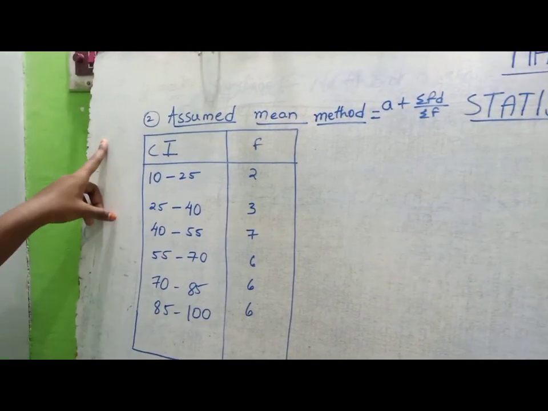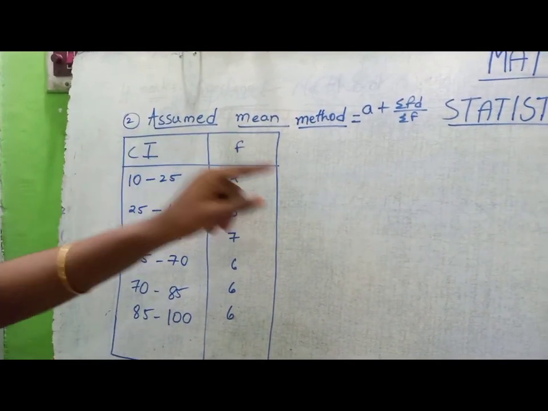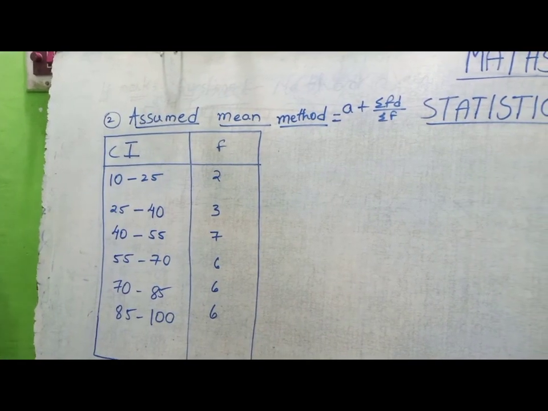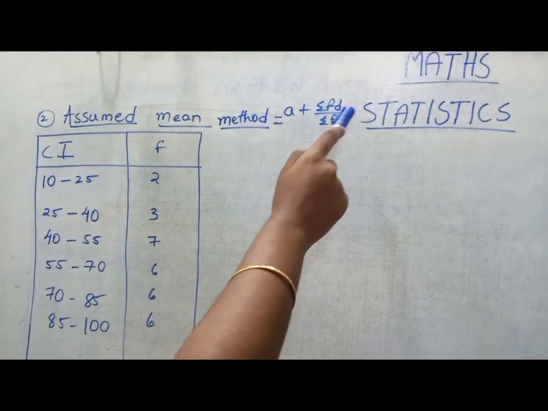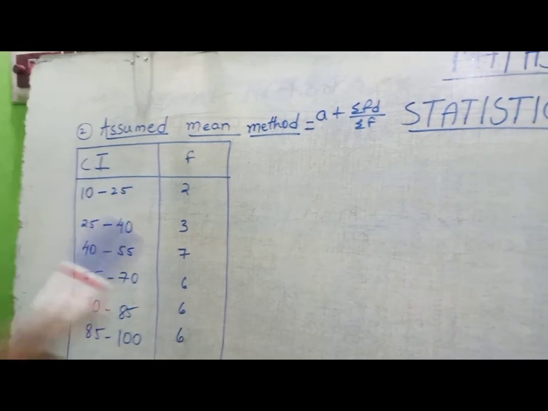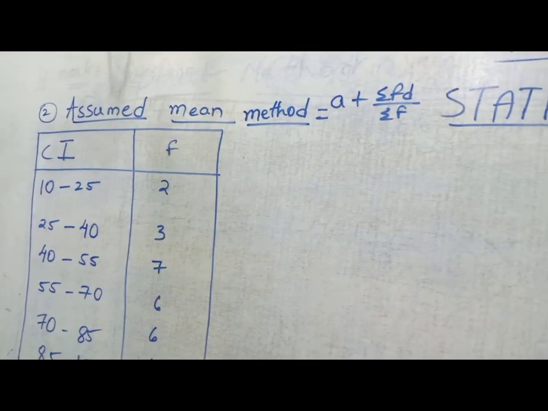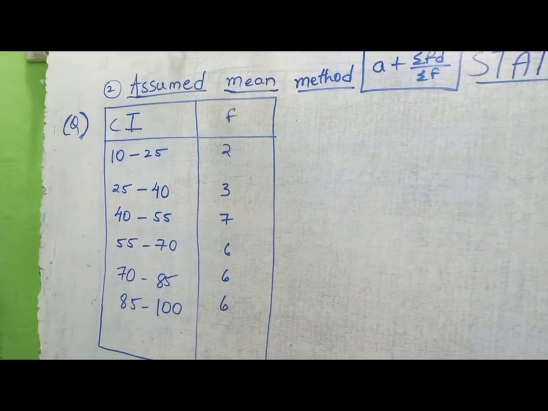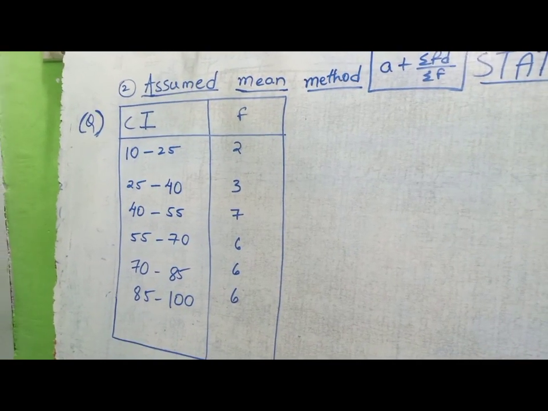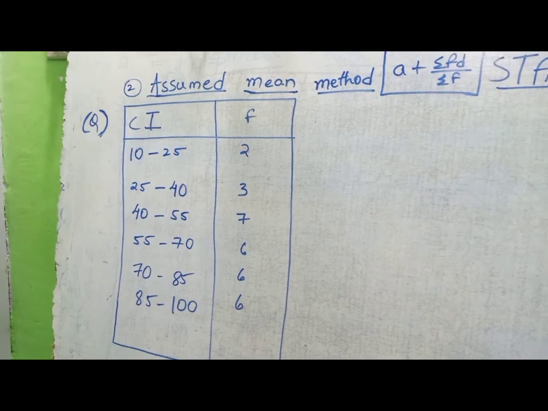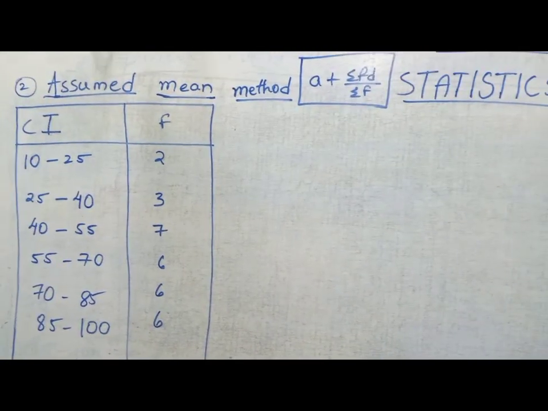The second method to find mean is assume mean method. The formula to find assumed mean is a plus sigma fd by sigma f. We apply this formula in a problem and we will do it. Now let's find mean. For this we need 3 extra columns. They are x, d and fd.